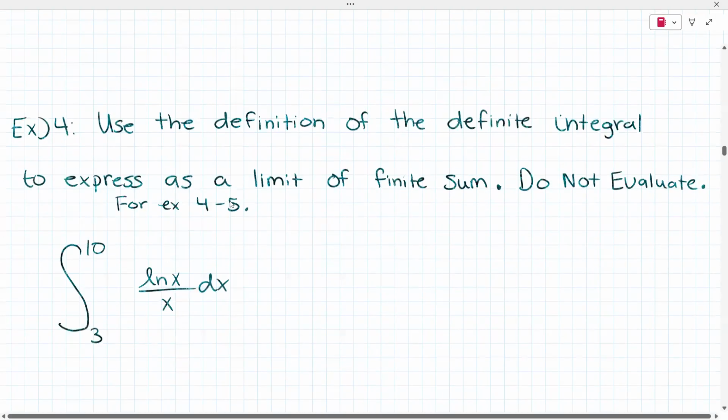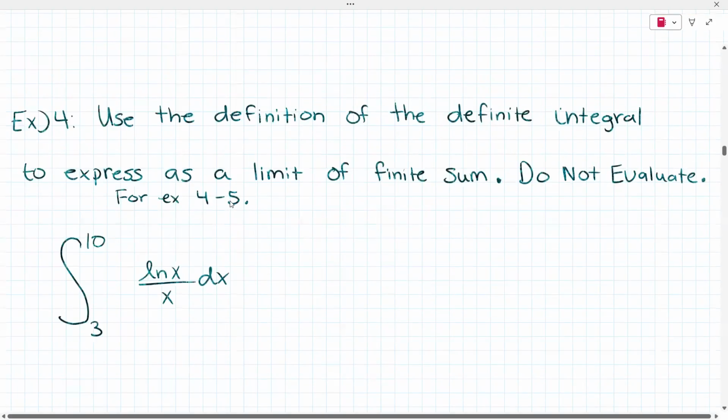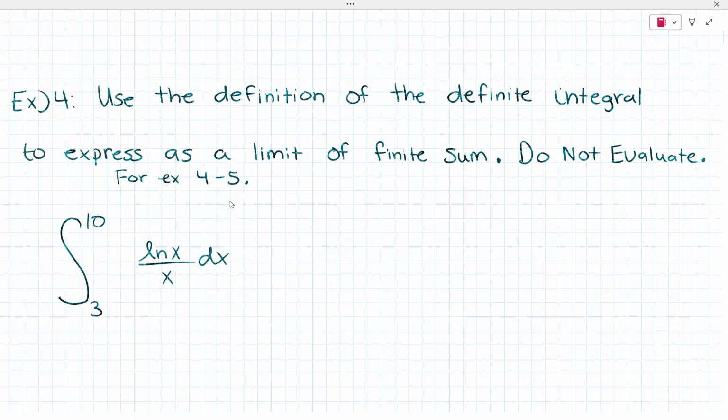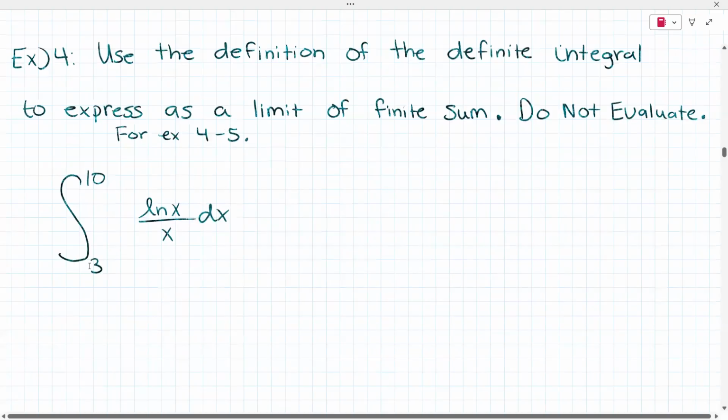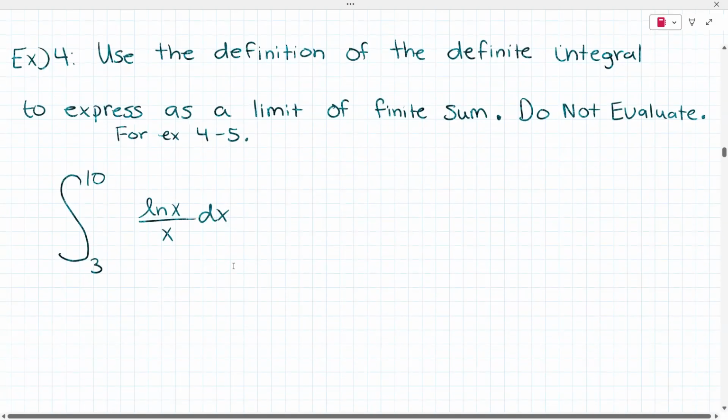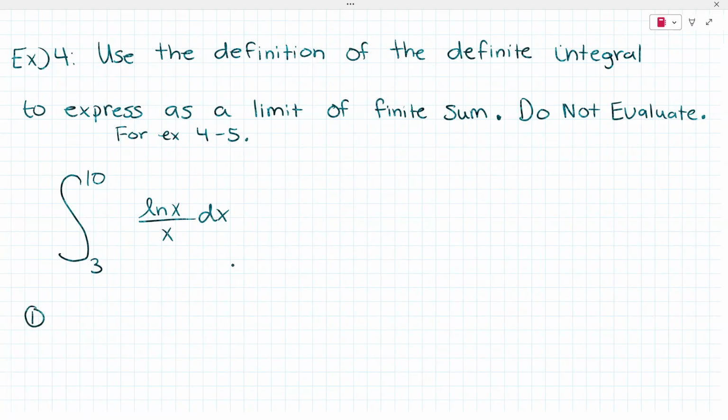So let's do an example just to make sense of this. Example 4 says, use the definition of the definite integral to express as a limit of finite sums. Do not evaluate. So our integral is from 3 to 10 of ln of x over x dx. So what we have to do is use the definite integral. First step is find delta x.